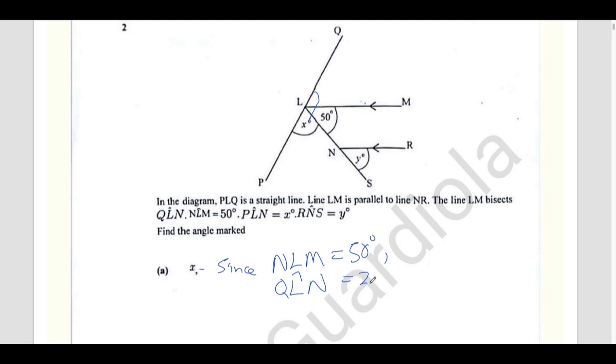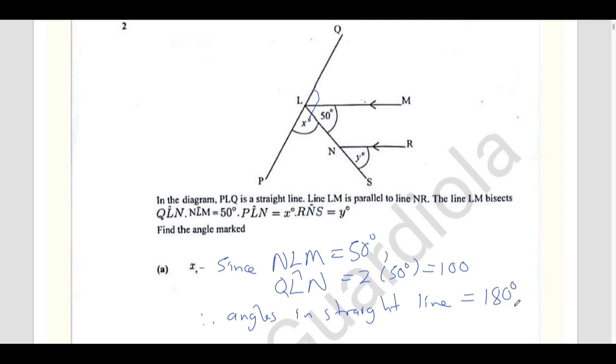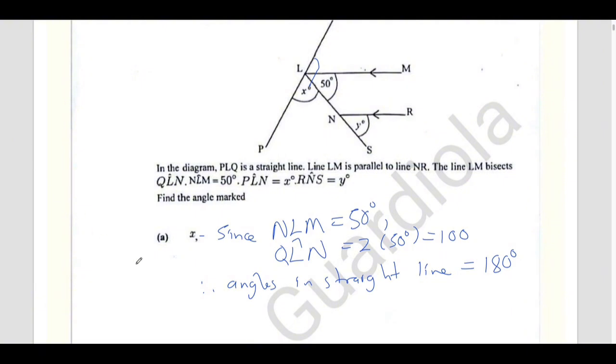Now, when we've done this, then it's very simple. QLN is 2 times NLM, so it's 2 times 50 degrees, which gives us 100 degrees. Now, we know that angles in a straight line add up to 180 degrees. So to find x, we're going to say 180 degrees for the angles in a straight line, subtract 100 degrees of the angle QLN. That means 180 minus 100 gives us 80 degrees.